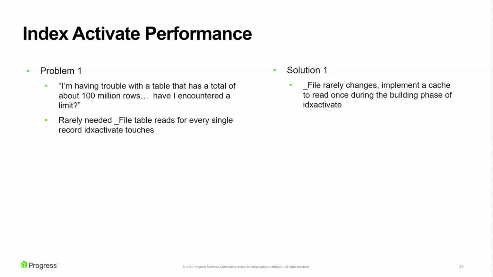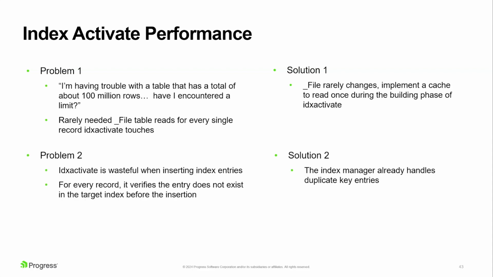Our second problem was discovered during an additional code review: index activate is also wasteful when inserting index entries. It turns out that for every record, it was verifying that the entry does not exist in the target index before it inserts it. And the solution to that was simply to take out that verification because the index manager already handles duplicate key entries. So we've gotten significant performance improvement with index activate.